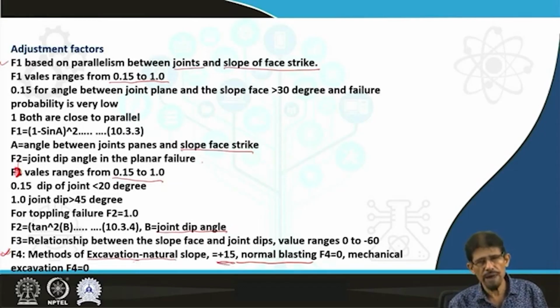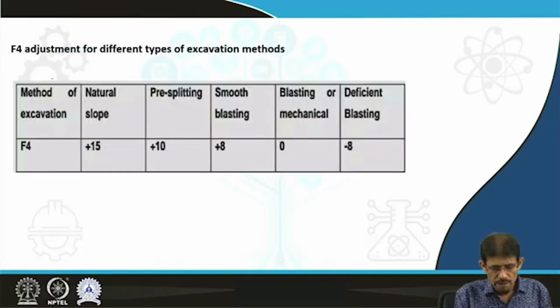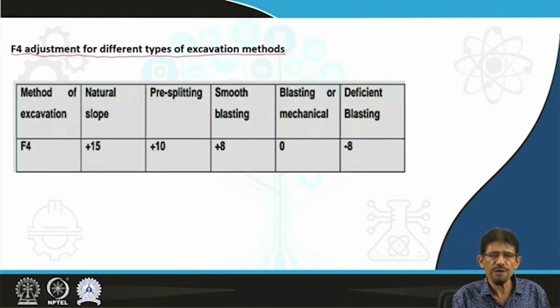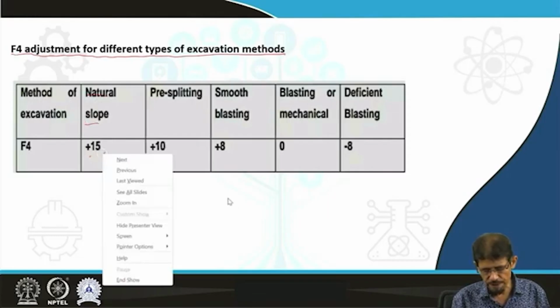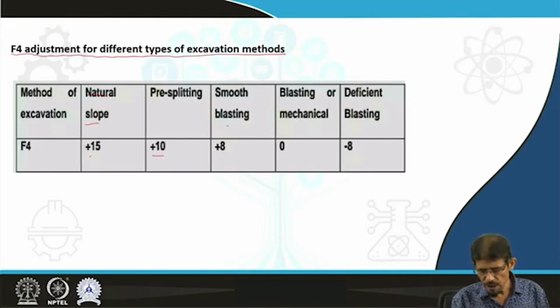But blasting and mechanical excavation are not going to damage the slope, therefore F4 is 0. So for natural causes, Romana considered erosion and weathering as only shallowly effective, therefore the value is less. But here normal blasting excavation methods are completely not under consideration, and the F4 value is given as 0. Later on, advances in this direction related to the excavation method led people to propose a modification in the slope mass rating, with F4 considered for the natural slope as plus 15, pre-splitting plus 10, smooth blasting plus 8, blasting or mechanical 0, but deficient blasting is minus 8, which is going to subtract, not add.